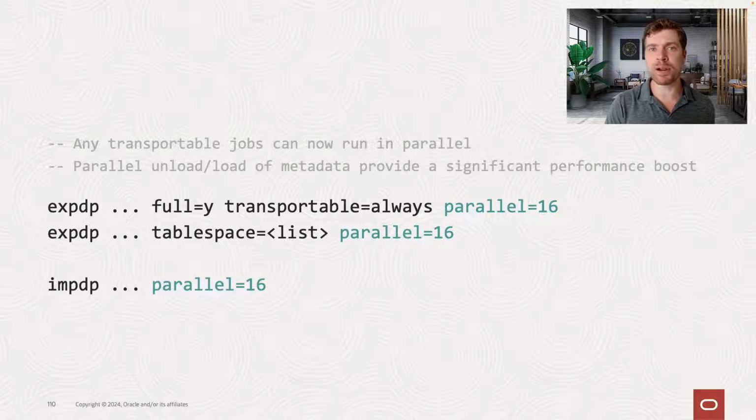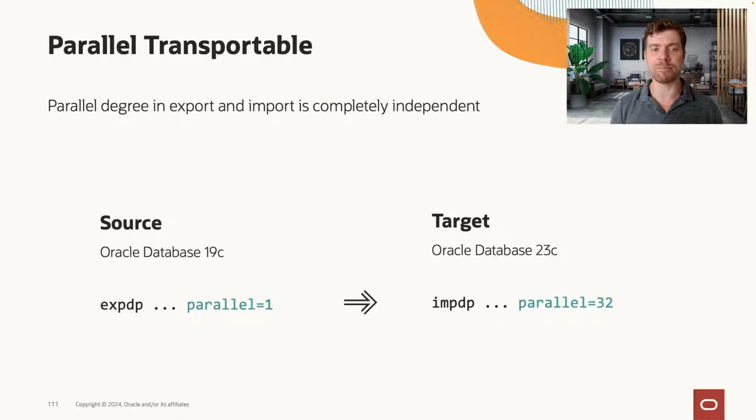We tried to backport it, but it was so complex and required so many changes in the code that we prefer to have it more robust starting on 21c. The good news is that the parallelism in transportable is independent on the import and the export. Meaning, for example, you can export from 19c with parallel equal to 1, and import in 23c with parallel equal to 32 or 16 or whatever value you want. So they are totally independent. If you run, for example, export with parallelism equal to 10, you don't need to run an import with this same parallelism. They are totally independent.